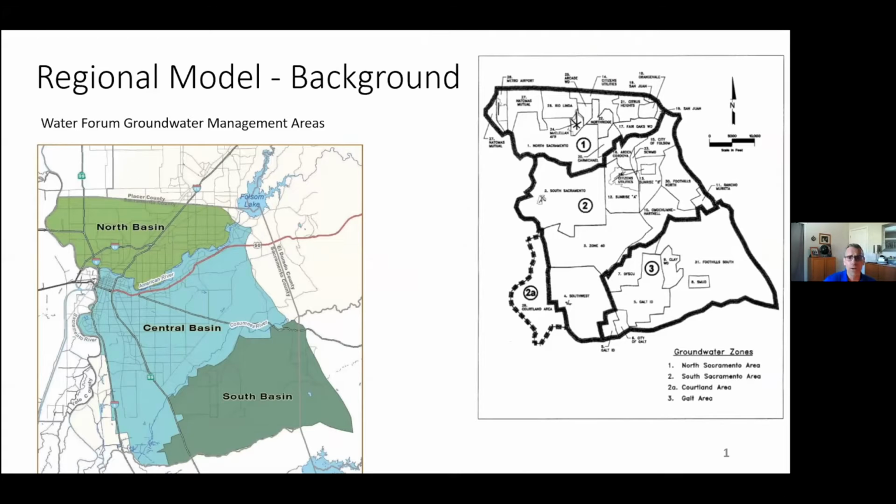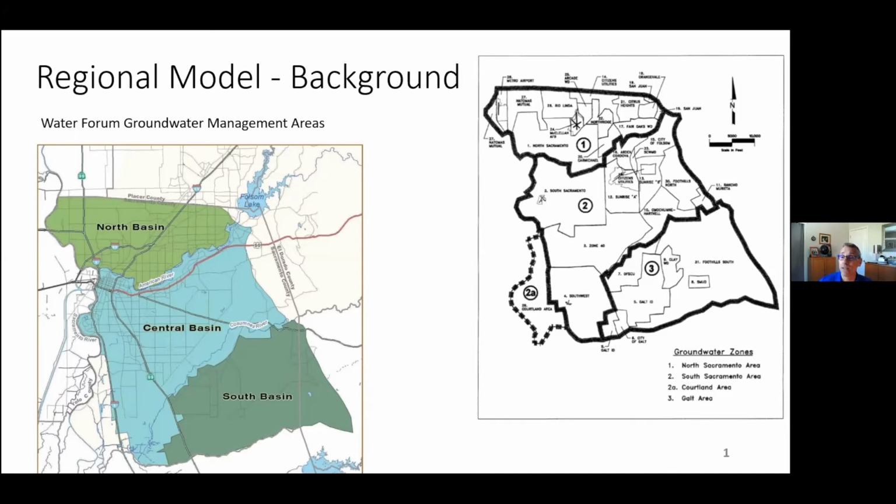So just a quick reminder for those of us that weren't involved at the initial beginning of this, the Water Forum, when we established these groundwater management areas, was really confined to Sacramento County. So you had the North Basin, Central Basin, and South Basin. And at the time, the process started in 1993. The county had recently completed a model in support of its general plan. And it's called SAC-IGSM, Sacramento County Integrated Groundwater Surface Water Model.